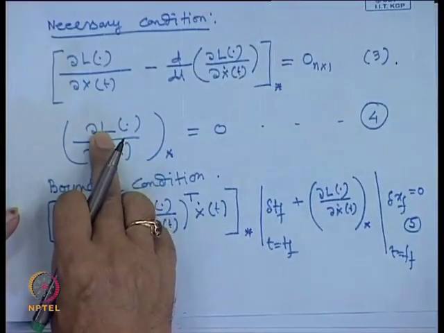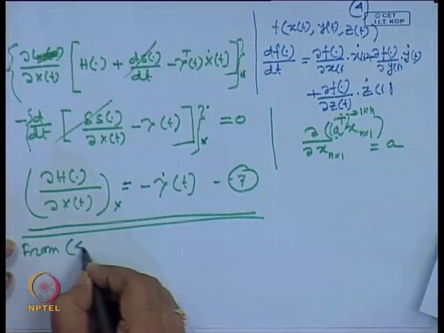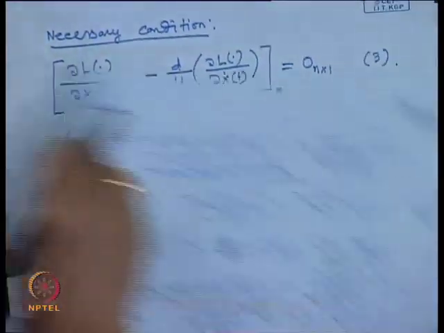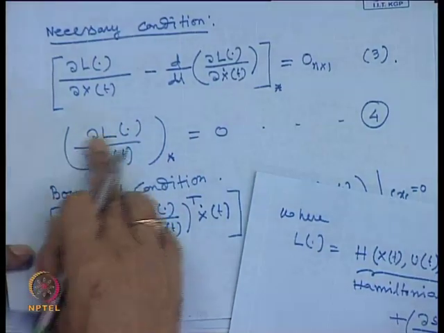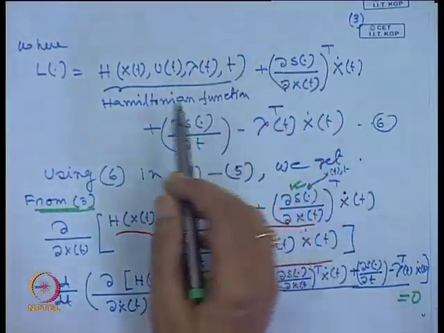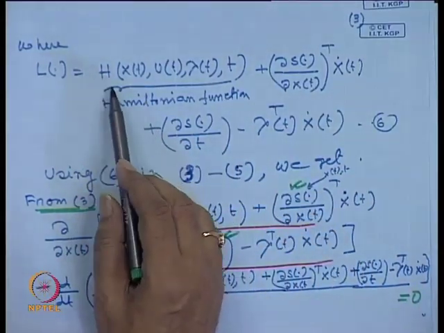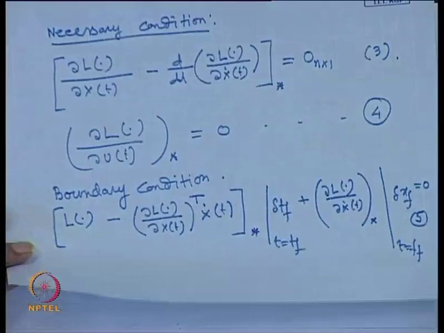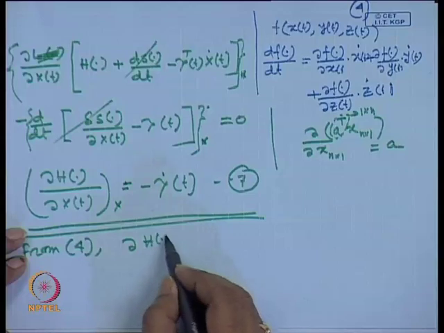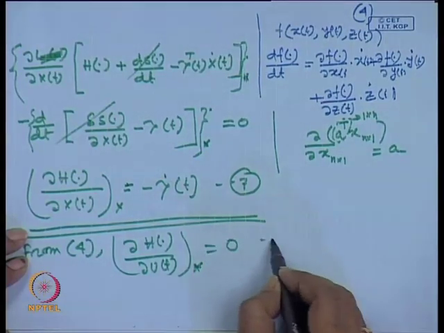Another equation is that one from 4. From 4 what can we write? So, your H is expressed in terms of L. If you do del L del u and you express L that way, it is a function where you are differentiating partially with respect to u, and there is no u here. So, del H del u must be 0. So, from 4 we can write del H del u of t, whole star, is equal to 0. Let us call this equation number 8.